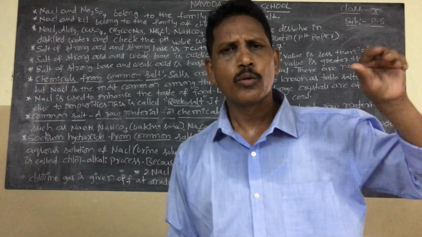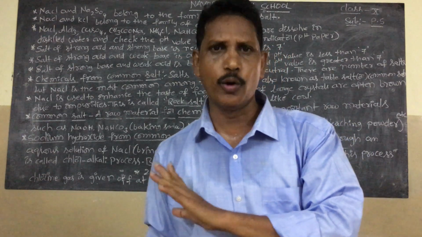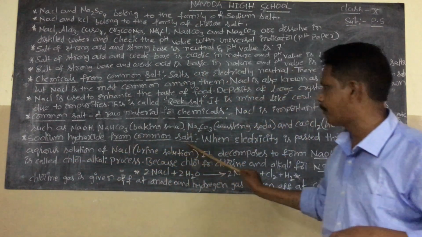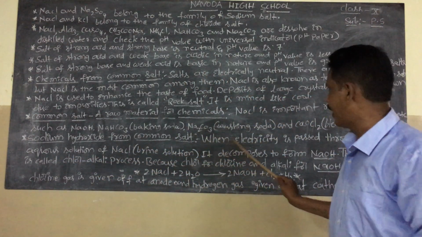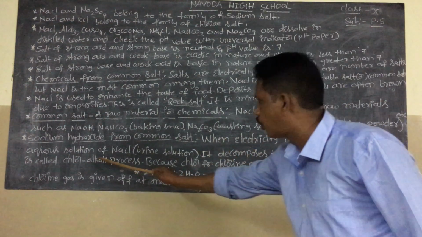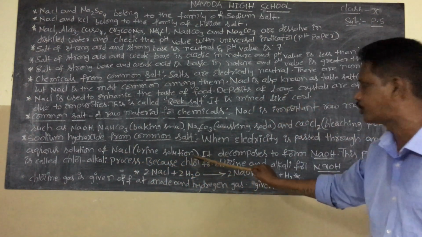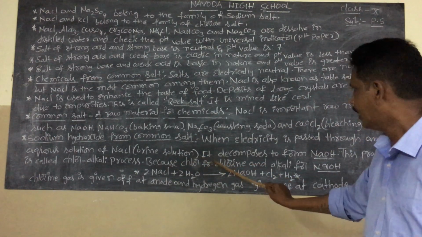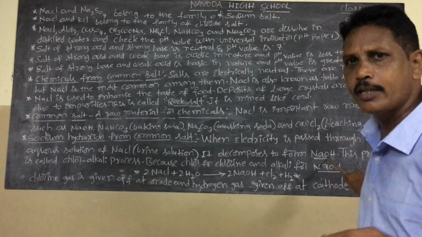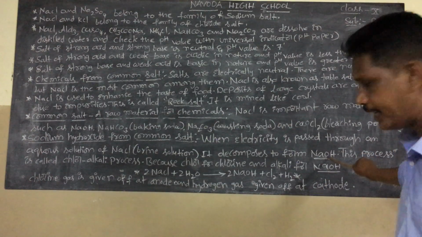This is because of chlorine and alkali, NaOH. So this process is known as the chlor-alkali process. Here, sodium hydroxide from common salt. When electricity is passed through an aqueous solution of NaCl, called brine solution, it decomposes the brine solution in the presence of electricity into NaOH.